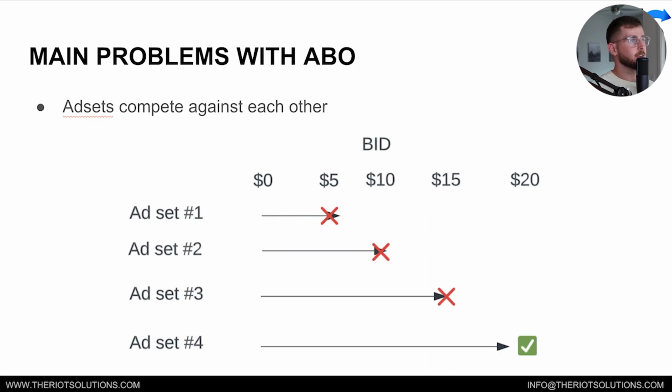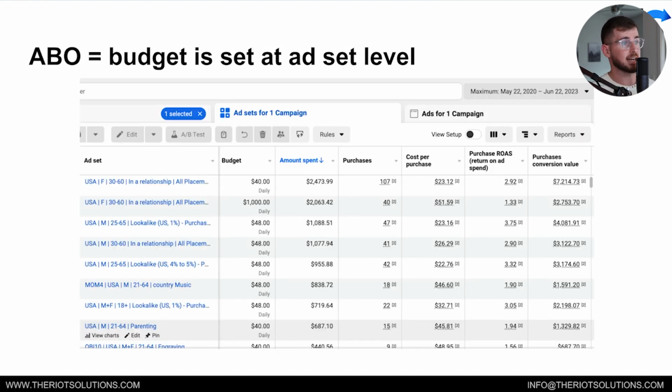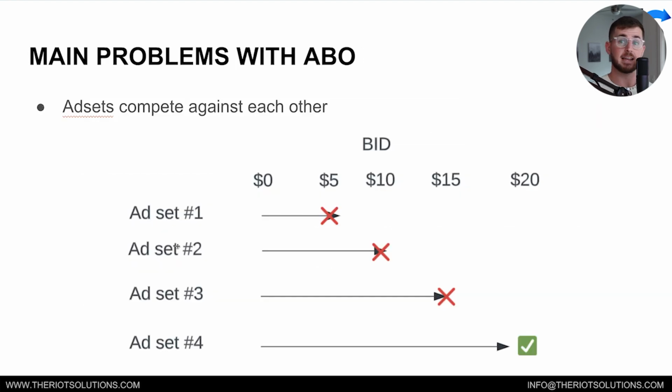CBO. And here's why. First off, let's look at the main problems with ABO, and that is that ad sets compete against each other when you're forcing budget. Okay, keep that in mind. I'm forcing budget. That's the key difference. With CBO, Facebook can distribute the budget amongst the ad sets how it wants. With ABO, it's forcing the budget because you're setting the budget and they all have to spend whatever you set. And what happens is they have to fight against each other to see which one's the dominant one that's going to serve that ad in front of your audience.